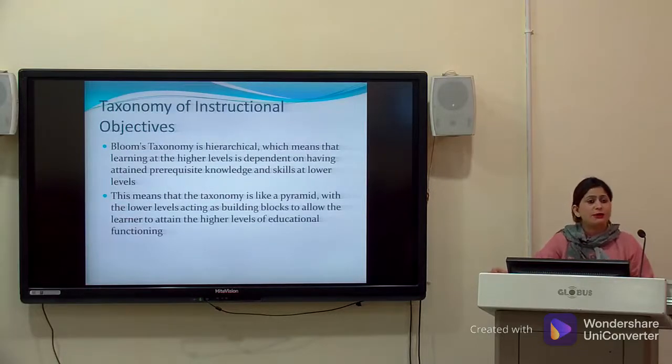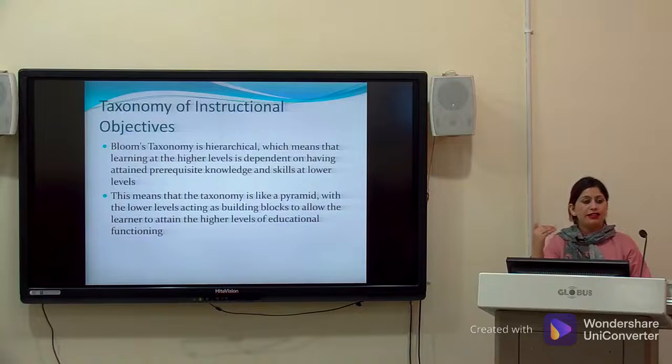So, the taxonomy of the instructional objectives is a hierarchy. It's a hierarchy and Bloom made a pyramid: the higher order learning and the lower order learning. So, in the hierarchy, what's important? It means that learning at the higher level is dependent on the lower level. So, this means that taxonomy is like a pyramid, with the lower levels that act as building blocks.